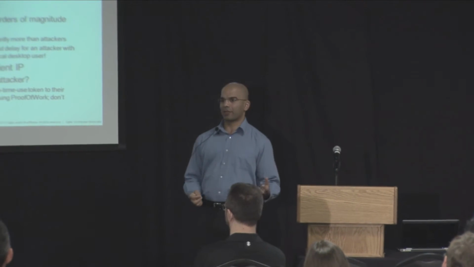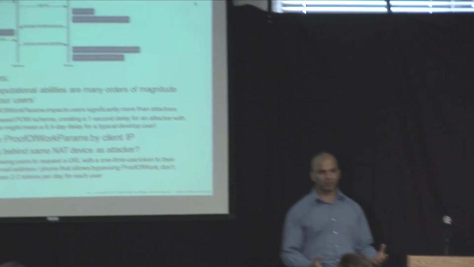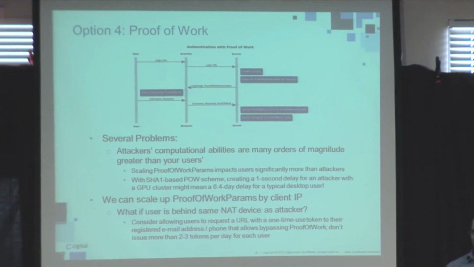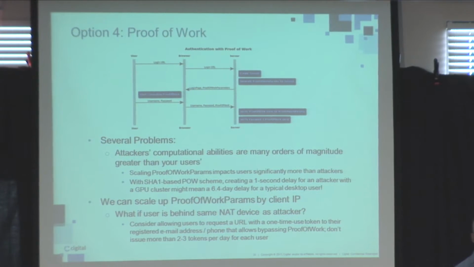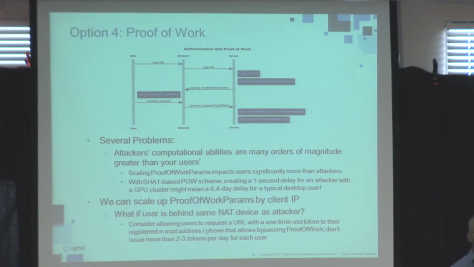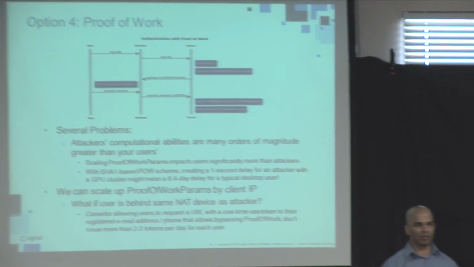So alternately, we can start scaling up the parameters by the client's IP address. So that's a little bit better now. The advantage of the proof of work scheme is you can actually do things like that. You can scale up parameters by IP. You can use all sorts of heuristics, so you're not causing pain for everybody, just the machines that you think are attacking you.